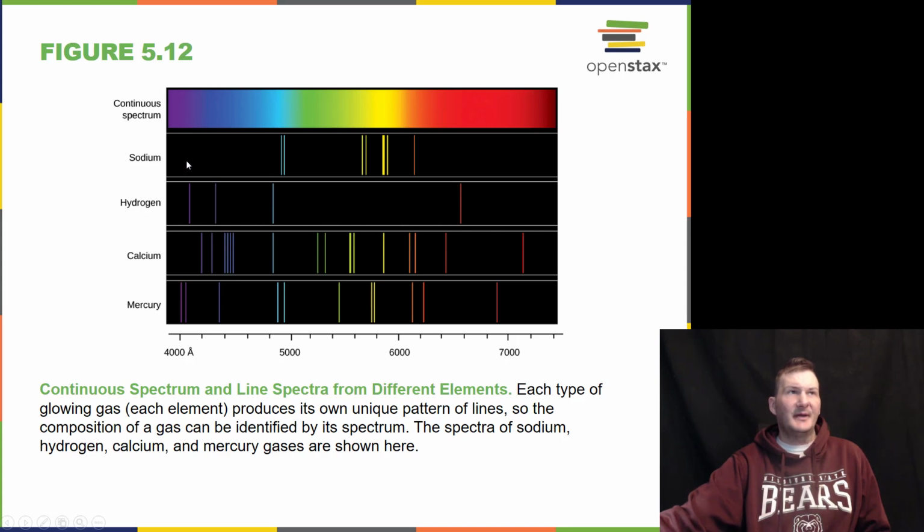And each element has its own set of lines. We have the double D lines in sodium. We have Balmer lines in hydrogen. We have the H and K lines in calcium and mercury.